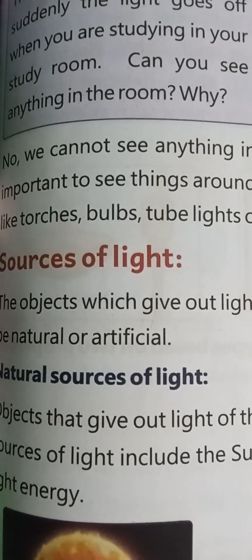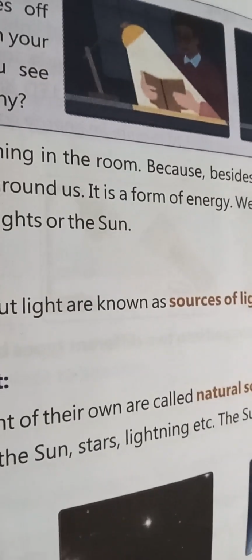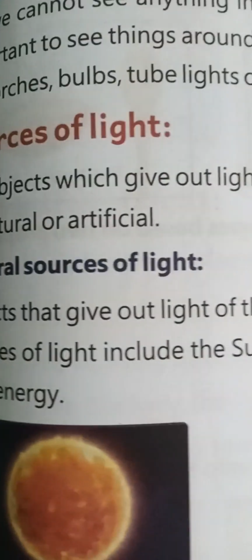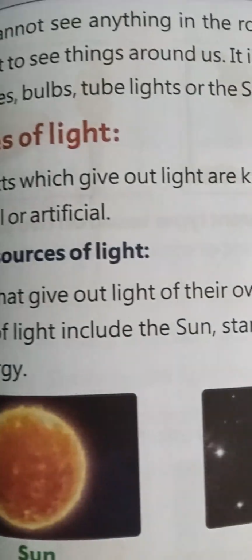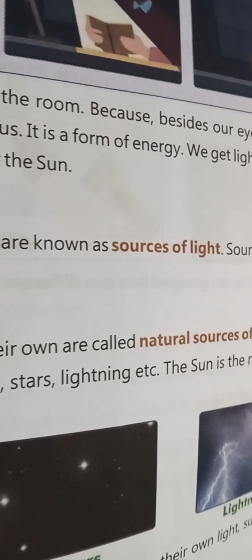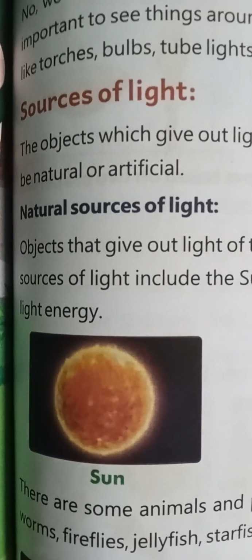Sources of light. The objects which give out light are known as the sources of light. Sources of light can be natural or artificial. Natural sources of light: objects that give out light of their own are called natural sources of light. Natural sources of light include the sun, stars, lightning, etc. The sun is the main source of light energy.